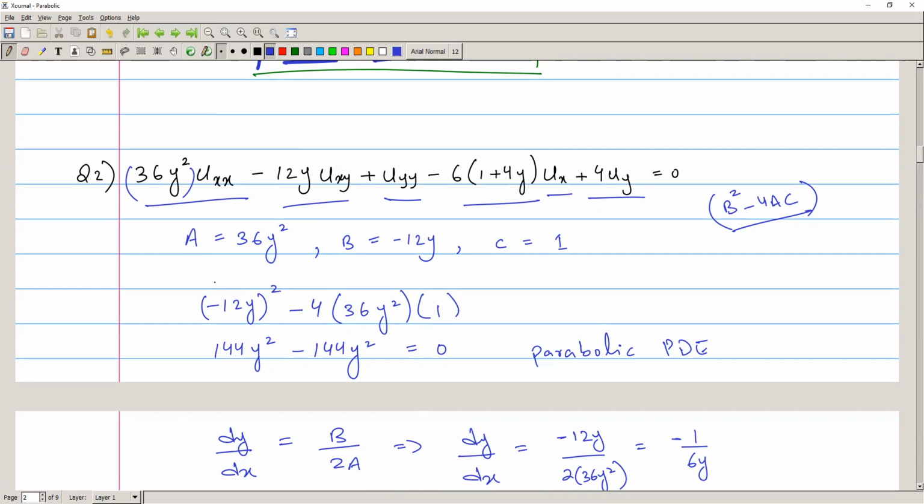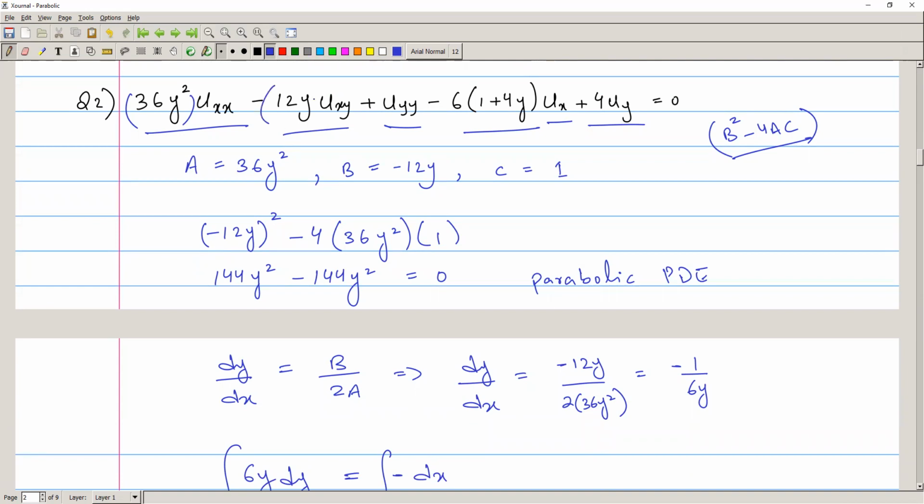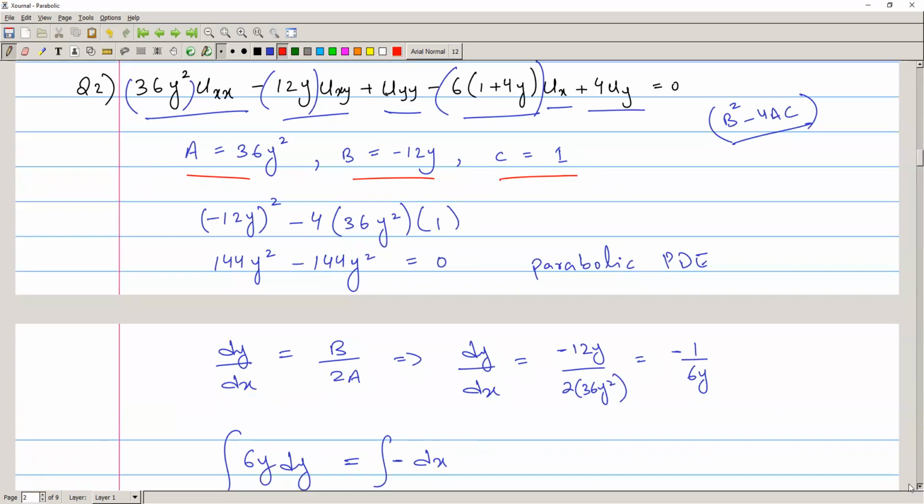Most of the time, the variable coefficients are important because we need to see the conditions on the variables where they change the class of these differential equations by taking different values. So this is 12y, it's b, and the u_x term is not needed because we are not dealing with the coefficient of u_x; we need only the coefficients of the second-order terms. And c is 1, right? So a is equal to 36y squared, b is equal to negative 12y, c is equal to 1. We put these in the discriminant equation, and we get 0.